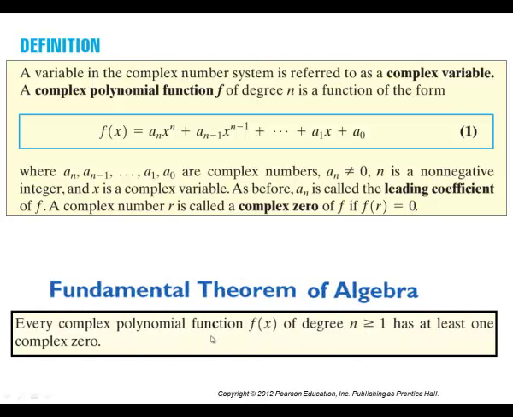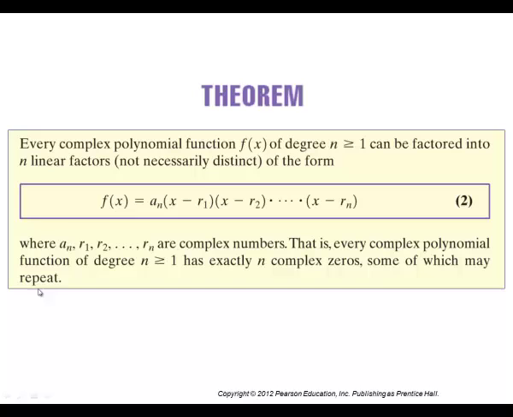Alright, every complex polynomial function of degree greater than 1 has at least one complex zero. So that's what classifies it as a complex polynomial function. If you go to factor it out, it has at least one complex zero in it. Alright, and so we have our complex polynomial function.